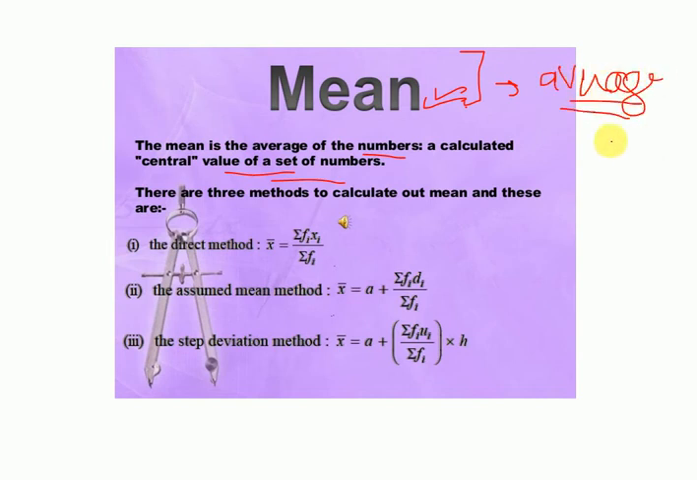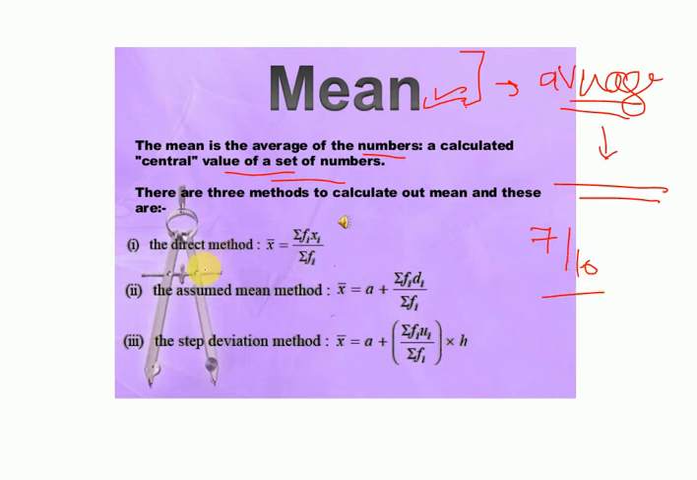Now what is average? We take out the average of the numbers when we get marks, right? Like the average marks of the class was 7 upon 10. This means that is mean.